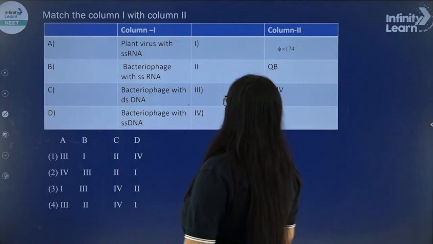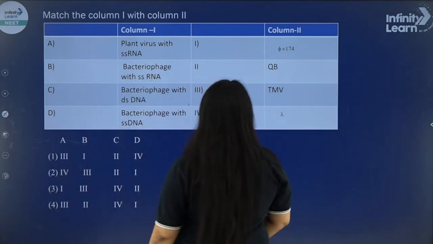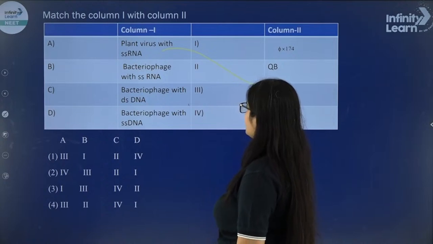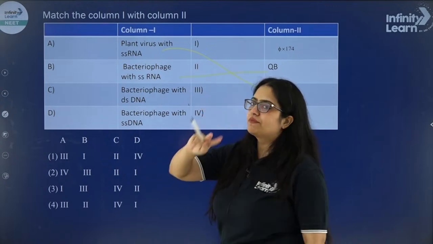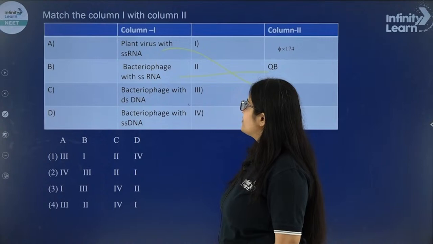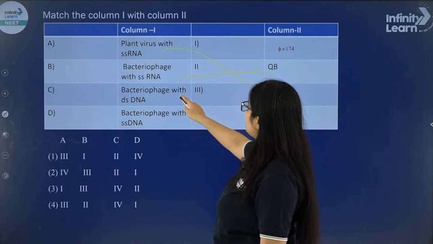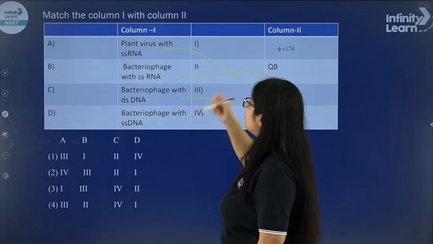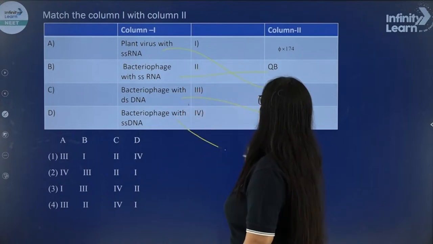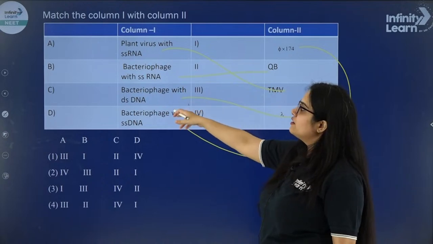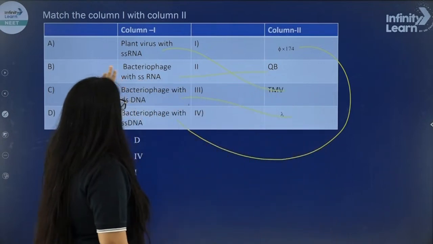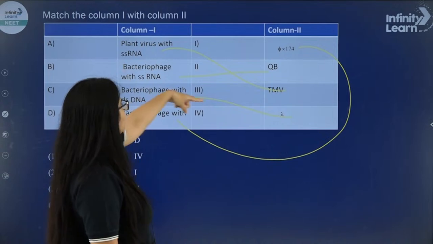Okay, so this is also from NCERT. Plant virus with single-stranded RNA is your tobacco mosaic virus. It is given in your chapter number 2, biological classification, the viruses and viroids part. Bacteriophage with single-stranded RNA is the Qβ. This is given in your chapter number 6, molecular basis of inheritance, right, my dear students of class 12. And bacteriophages with double-stranded DNA, it is the lambda phage. And bacteriophages with single-stranded DNA, it is the φX174. So this is given in the first paragraph of the DNA structure of the polynucleotide chain, right? So let me see this now. Plant viruses with single-stranded RNA, TMV.